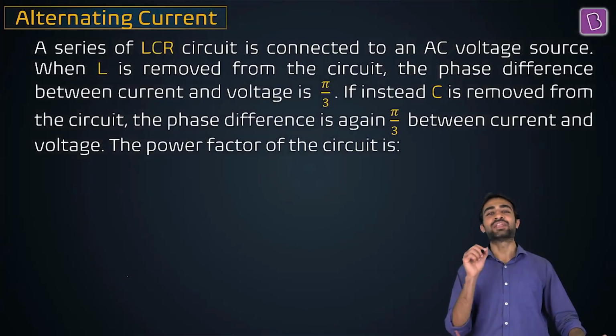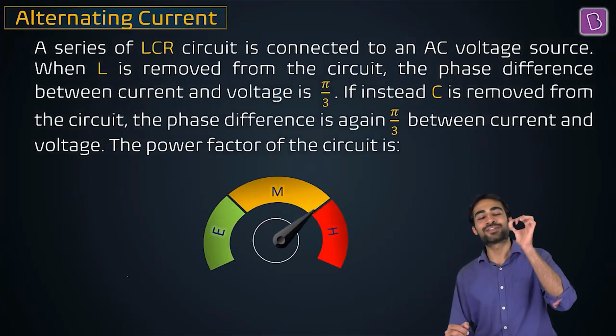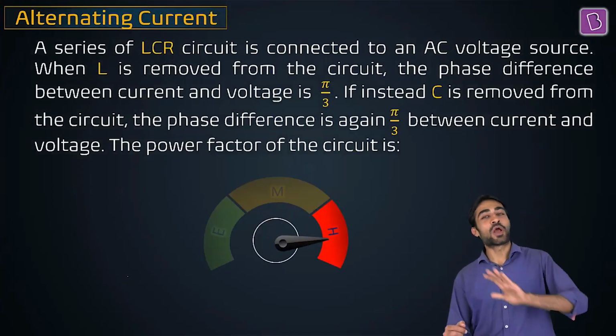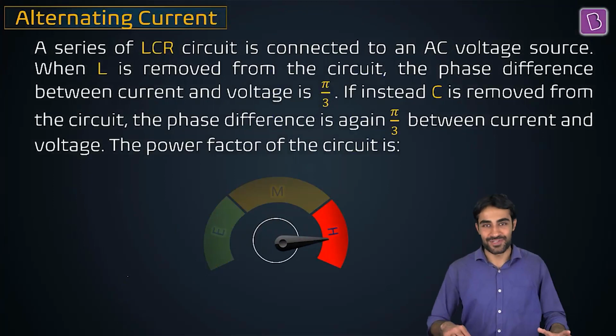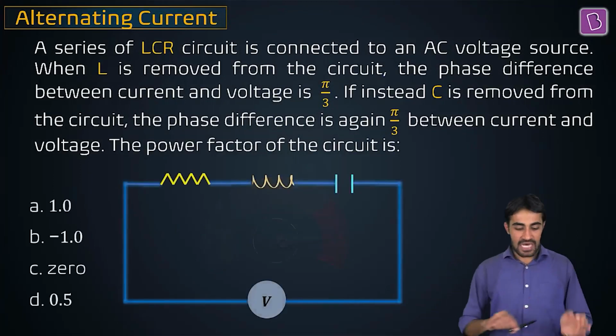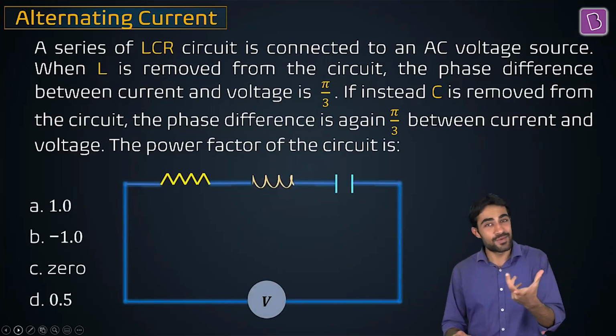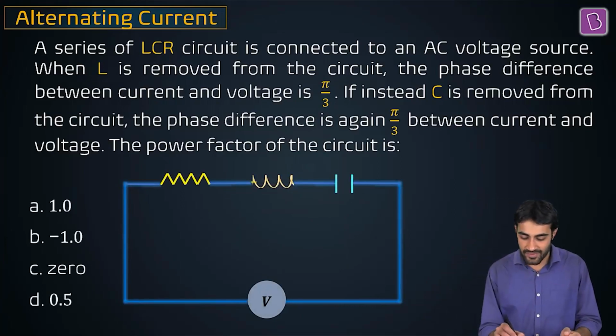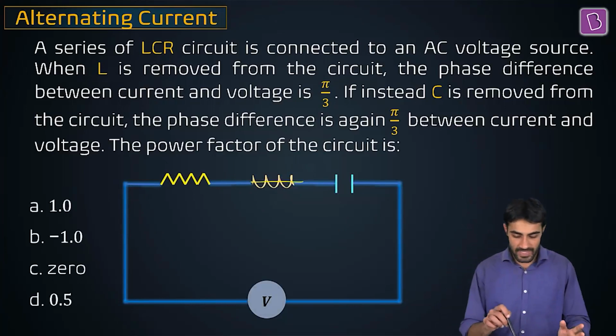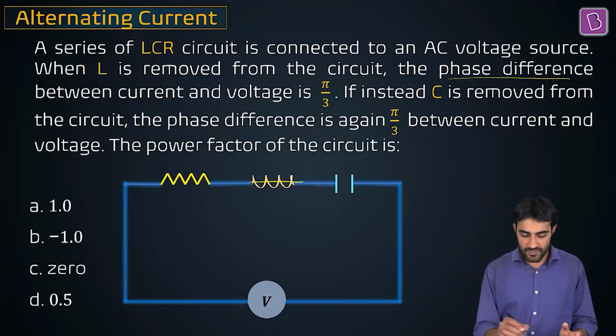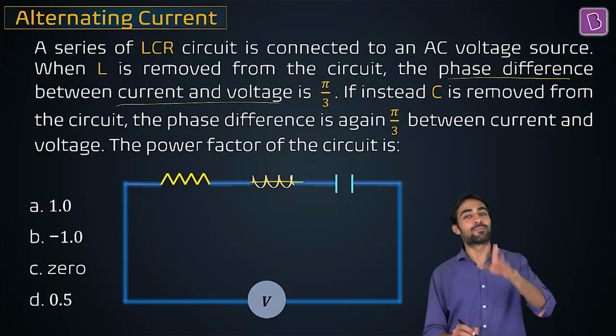Here we have an interesting question on alternating current. This will involve almost all the concepts of this chapter. The question says, a series LCR circuit is connected to an AC voltage source. When L is removed, when we remove this inductor and replace it with a simple wire, the phase difference between the current and the voltage is pi by 3.